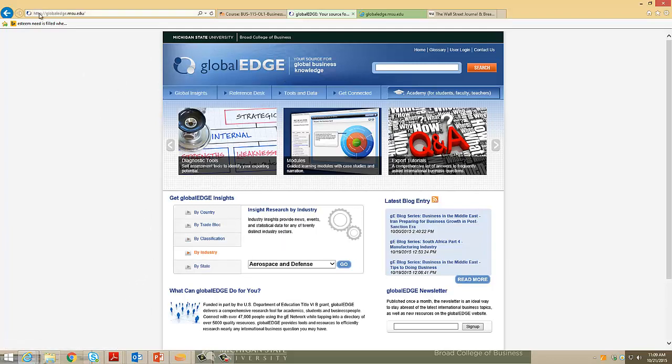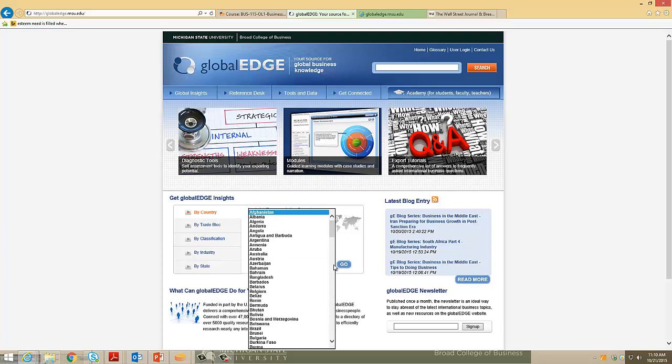So the part, this is, as you can see, globaledge.msu.edu. I wanted to show you where you were to go to make this project easier. You can go by country. So we're going to go by country, and then you can see over here all the countries. So I used Burma. It doesn't have a ton of information on it. Afghanistan definitely has a lot.